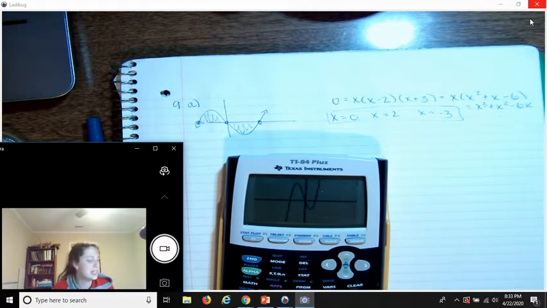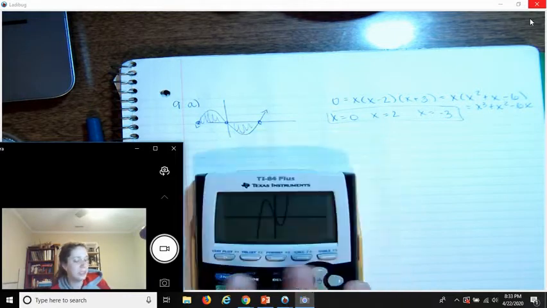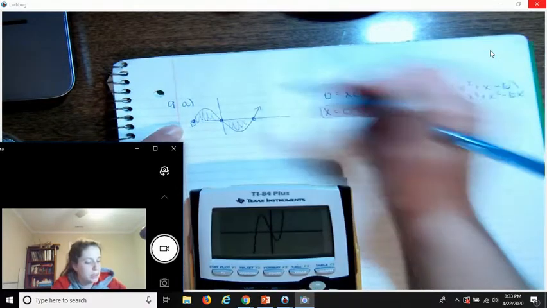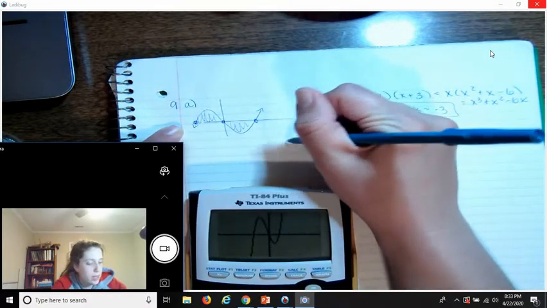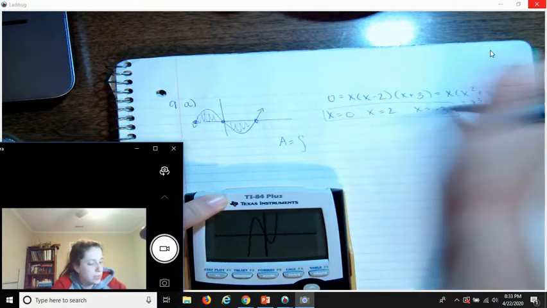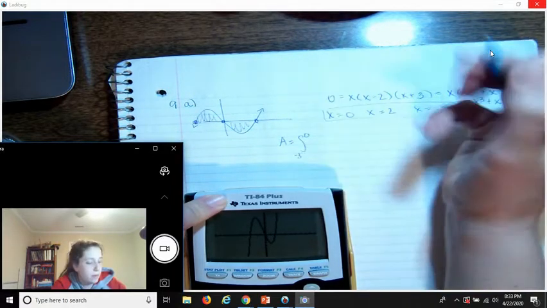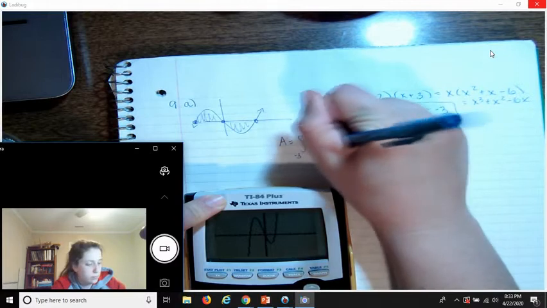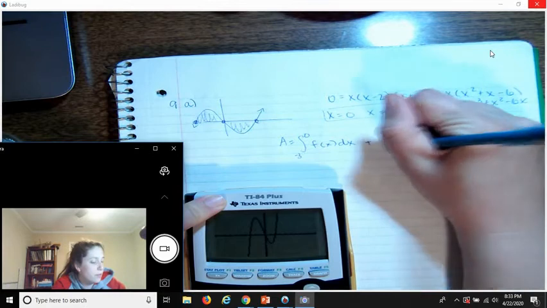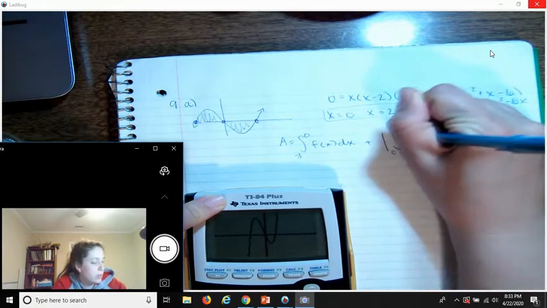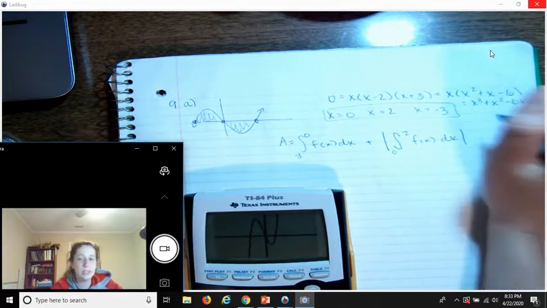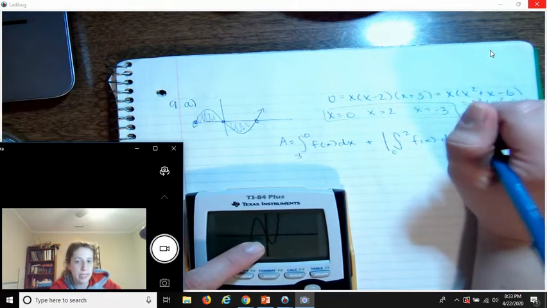Okay, there's our function. And then what we want to do is set up our integral. So the first thing we want is this positive piece. So our area is going to be equal to the integral from -3 to 0 of our function plus the absolute value from 0 to 2 of our function. Okay, because this piece is negative, we want to force it to be positive by taking the absolute value.